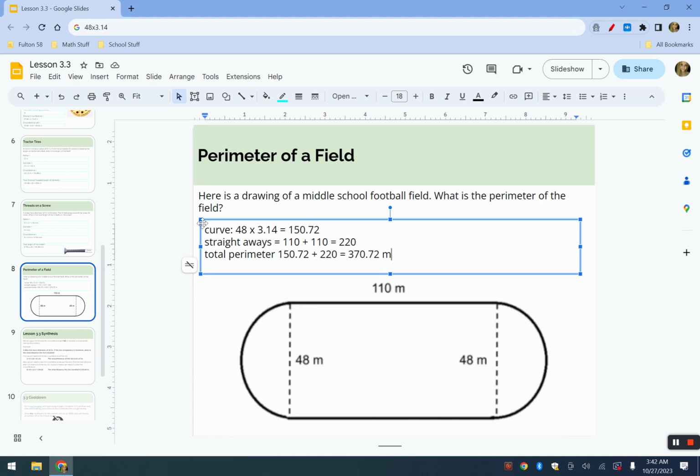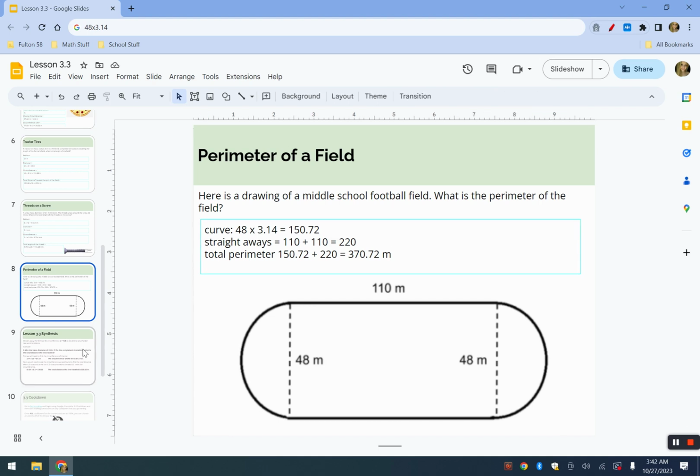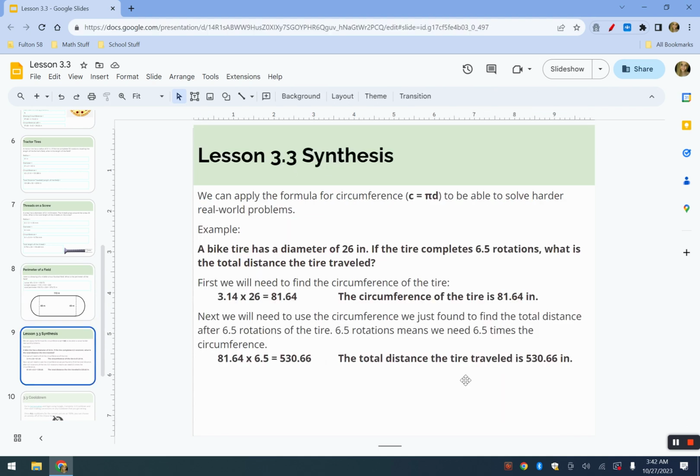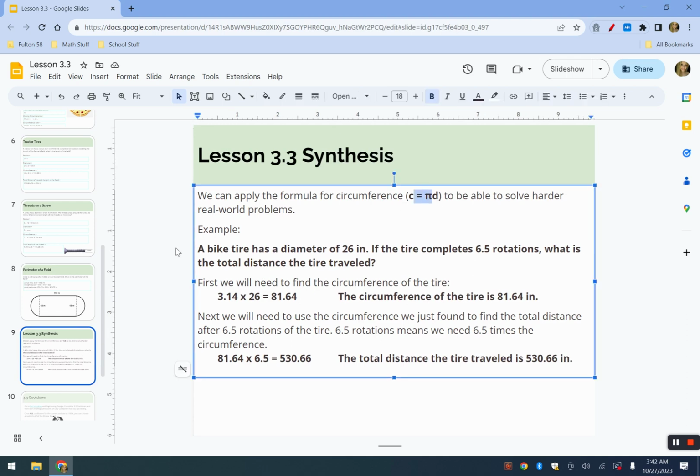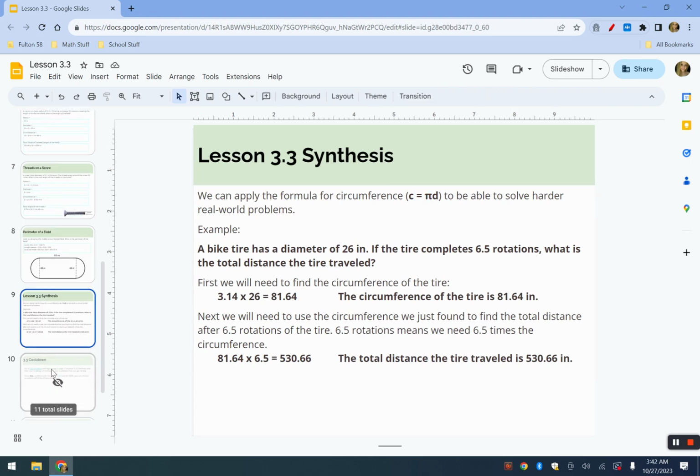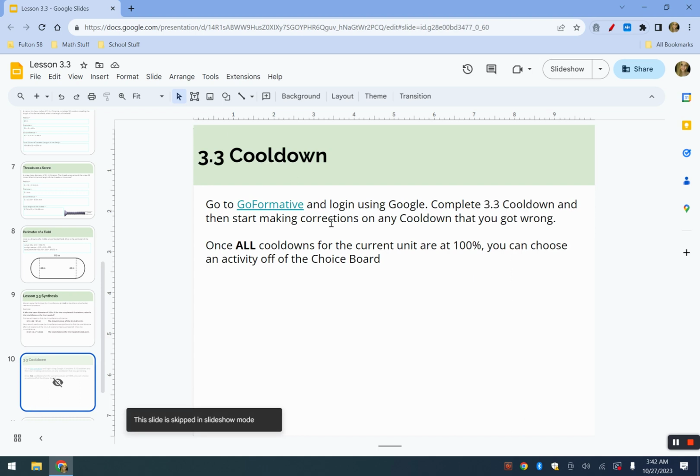And then go ahead and ask the sub for your half sheet. That includes your synthesis that has the formula for the circumference and a real world example. And then once you have that glued in your notebook, go ahead and do the cool down for today.